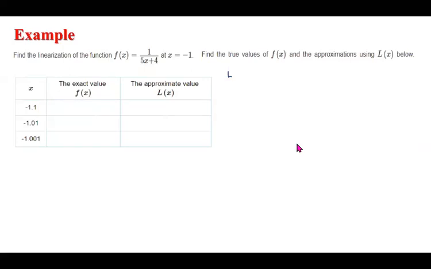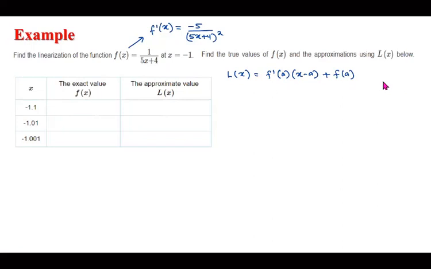So if you remember, the linear approximation L of x is equal to f prime of a times x minus a plus f of a. That is the formula for the linearization. And then here we have the function. Let's quickly write down the derivative of this function. The derivative of this function will be -5 over (5x plus 4) quantity squared.